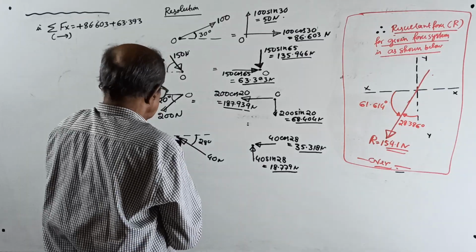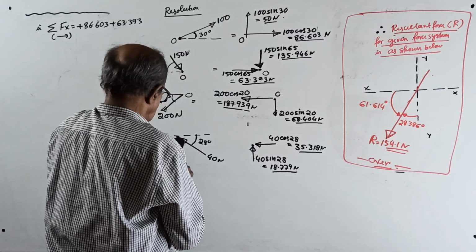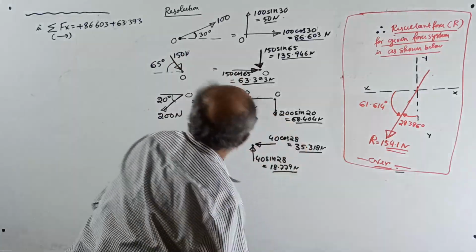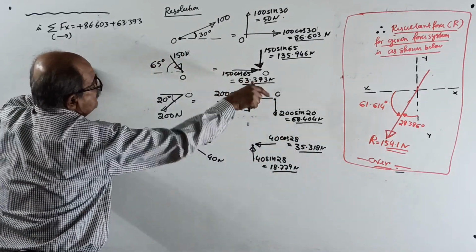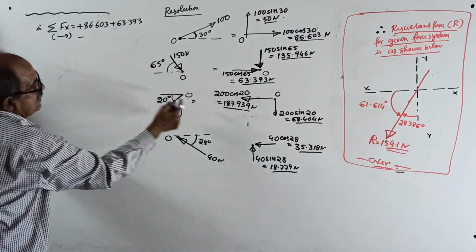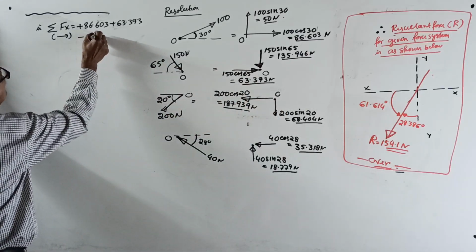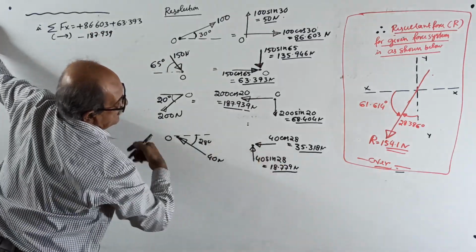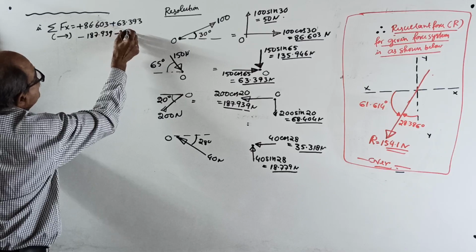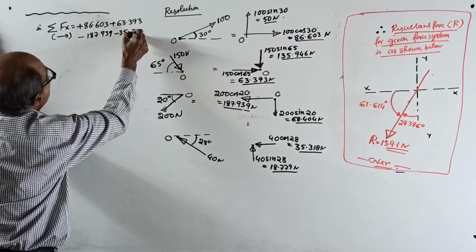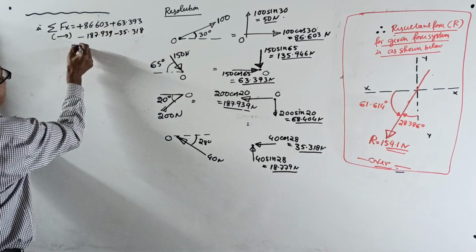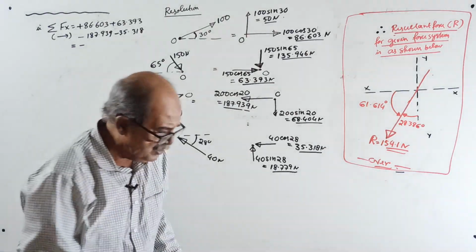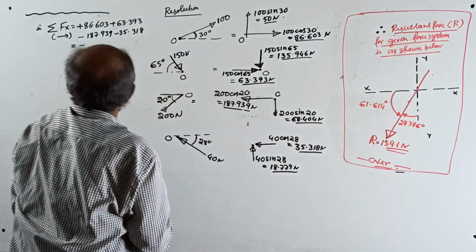150 into cos 65. 63.393, correct. 63.393 positive, minus 187.939, minus 35.318. I have still not calculated. The answer will come. I am calculating in front of you. I am not looking at that answer.